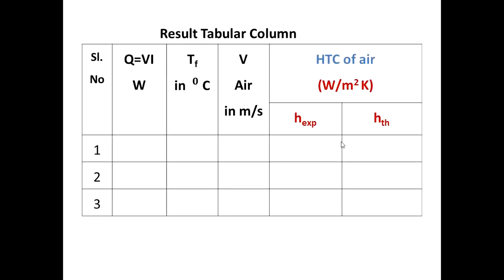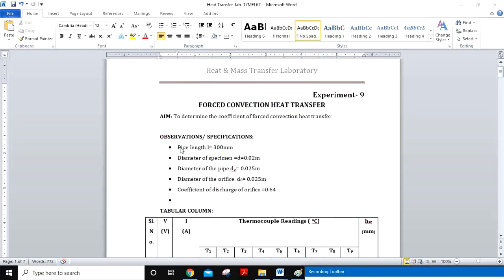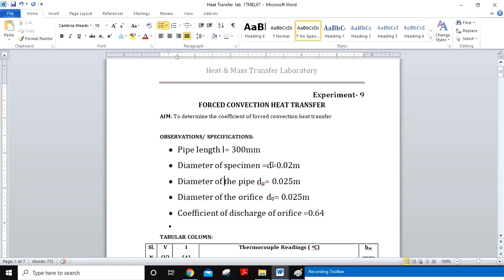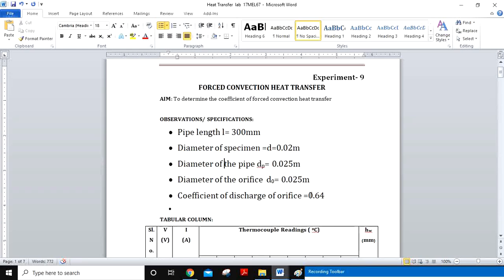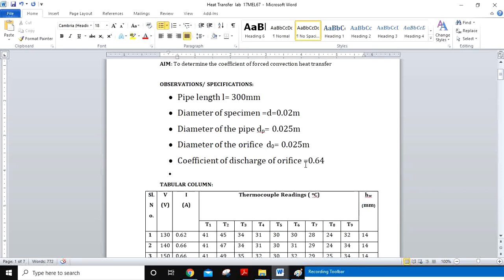Tabulate all the values. This is the observation. Please all of you note down the observation: 300 mm diameter of the pipe, diameter of the specimen, diameter of the orifice, and discharge coefficient of the orifice. Actually, in the calculation I have not included that. You want to include that: discharge of air is equal to CD into A naught into square root of head of the air.